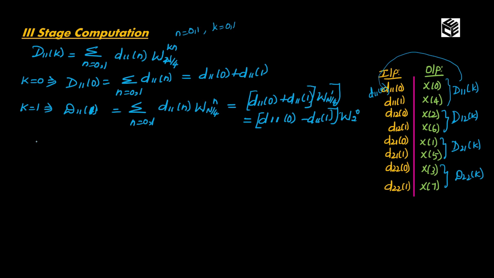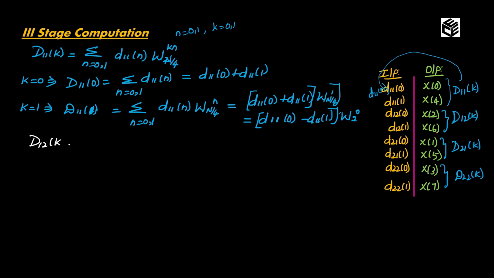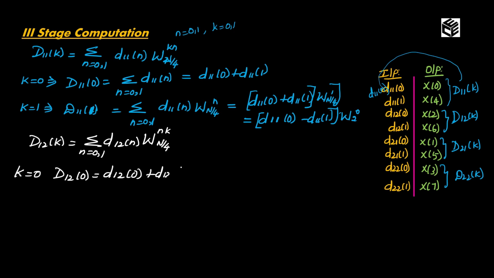Now I am going to write the expression for d12 of k, which is equal to summation n equal to 0, 1 d12 of n w n by 4 power nk. If I apply the value of k as 0, I will get d12 of 0 is equal to d12 of 0 plus d12 of 1. If I apply the value of k as 1, I will get d12 of 1 is equal to d12 of 0 minus d12 of 1, which is multiplied by w2 to the power 0.